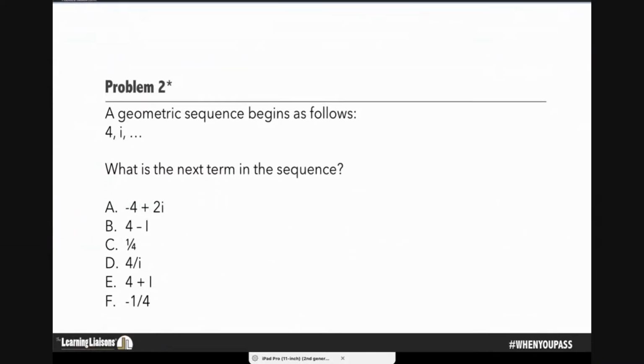A geometric sequence begins as follows. 4, I, ... What is the next term in the sequence?